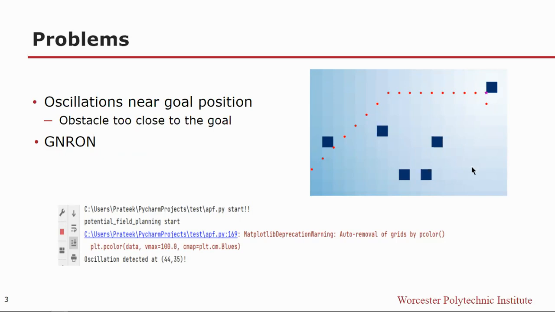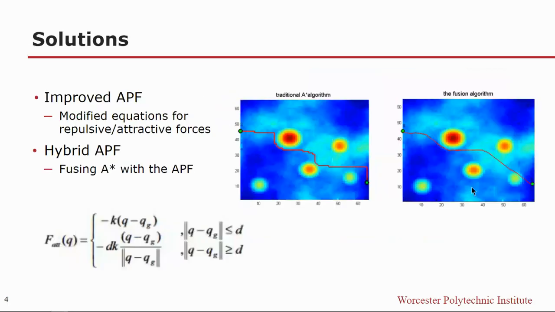The solution we have proposed is the improved APF method. So this method modifies the equation for repulsive or attractive forces to overcome the limitations. The other method will be explained by my teammate Shreyansh.